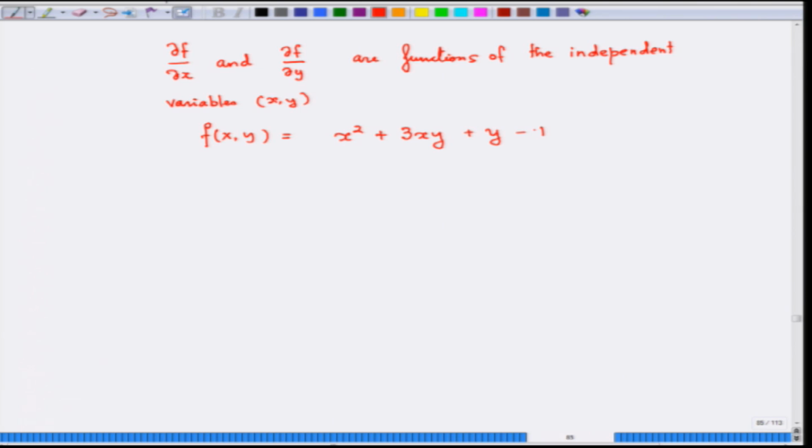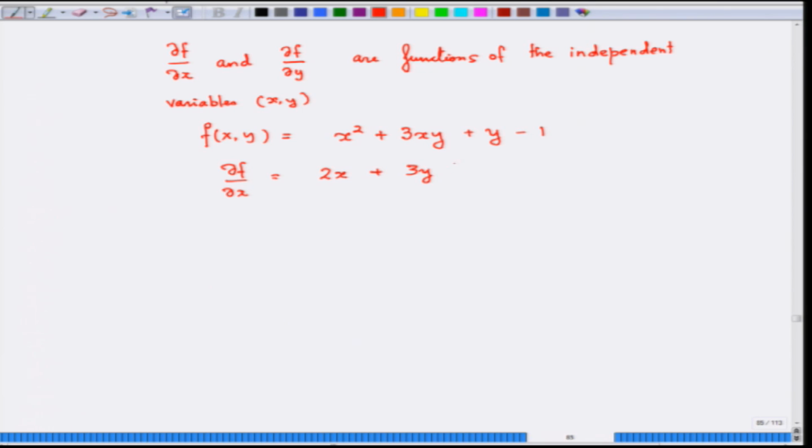So, if you look at this function, my first job is to take del f del x. What do I mean by del f del x here? I am looking at y as if y was fixed. Now, I am differentiating with respect to x; y you can think of as 2, 3, whatever in your mind. So, take the derivative of x square, which is 2x. Now, y is constant, so 3y is the coefficient of x, so it is just 3y, and the derivative of x is 1.